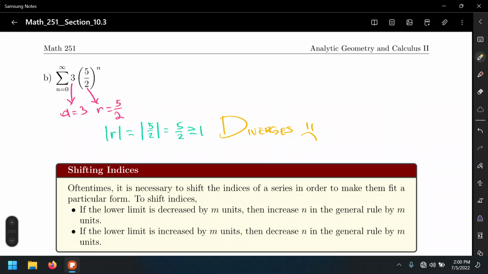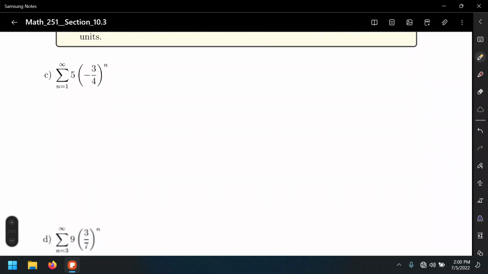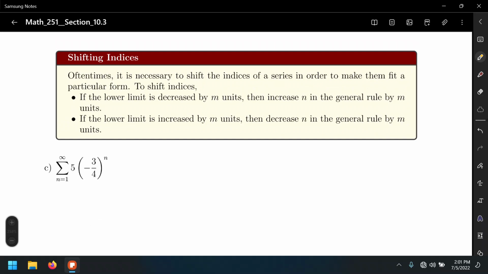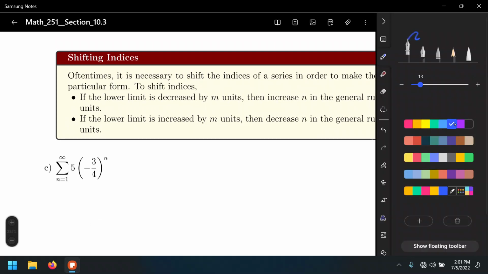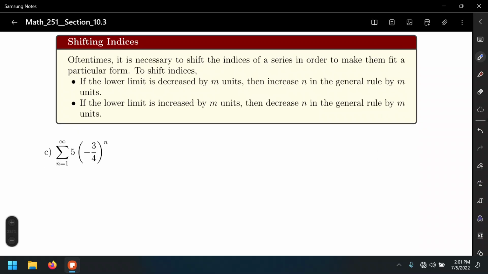Okay, shifting indices. We're going to use this when the given series is not starting at the initial index that we want. For example, for this particular geometric series, we need to make sure that our series starts at 0. In the following examples, we're going to have one series that starts at n equals 1, and one that starts at n equals 3. So what do we do in those situations? What I'm going to do in this example is summarize in this definition box right here.